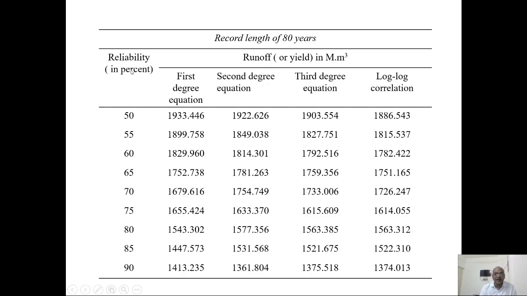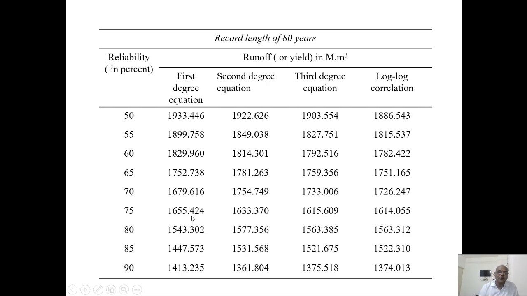So these reliabilities are expressed in percentage, and their values are expressed in terms of runoff for the further analysis. Now what is reliability or dependable yield? Let us say this 50%. What do we mean by 50%? 50% means this value is obtained 50 times in every 100. Similarly here, 75% is the normal year of rainfall.